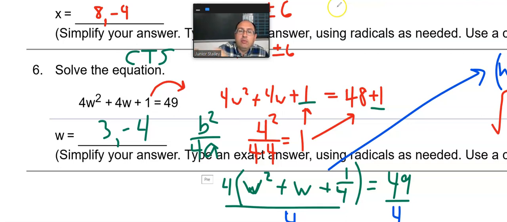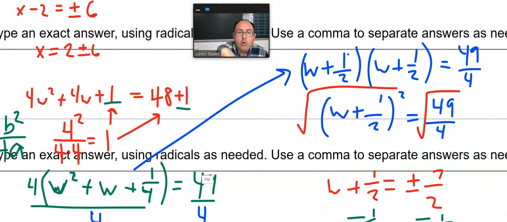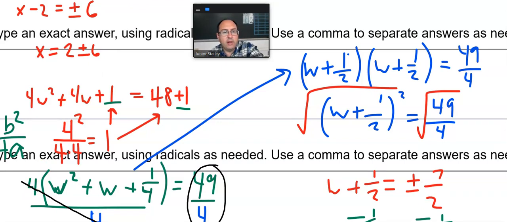Let me clear this so I can move over to the other side. You'll notice that I am dividing by 4 on both sides. Why did he do that? So I can get rid of those. Okay, so that puts me at 49 over 4, which you're having a difficult time seeing. Let me pause this. That is frustrating. Okay, so we got the 49 over 4.